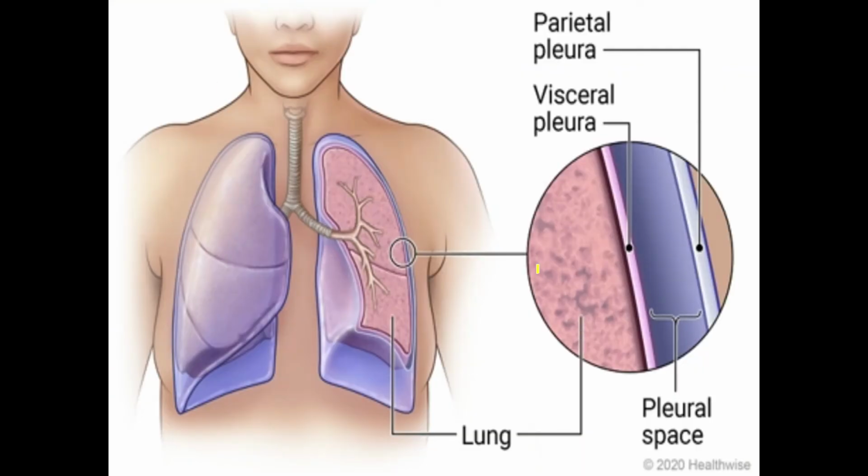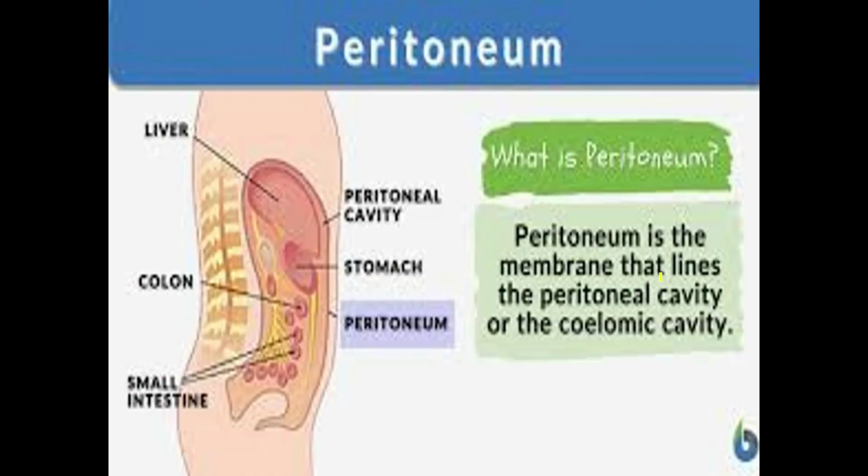Coming to the lungs, the two layers of the lungs are the visceral pleura and the parietal pleura, and in between them there is a space called the pleural space, where the pleural fluid is filled. And the peritoneum is a membrane that lines the peritoneal cavity or the coelom.